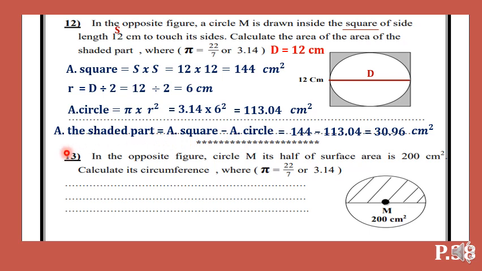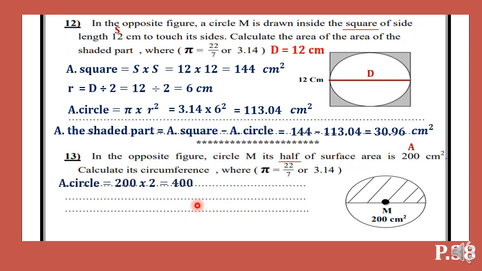Number 13. In the opposite figure, circle M, its half of surface area is 200 square centimeters. So this 200 square centimeters represents the area of the half of the circle. I need to calculate its circumference, where pi equals 22 over 7 or 3.14. Can I find the circumference given the area of half a circle? Of course not. First, I'm going to find the area of the whole circle.